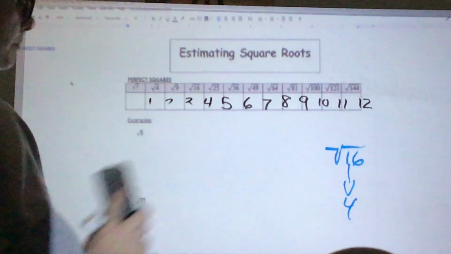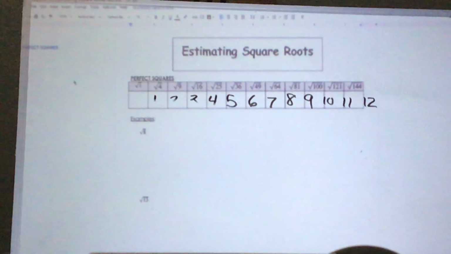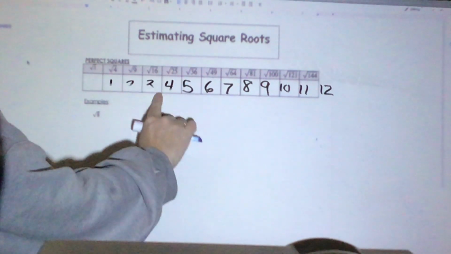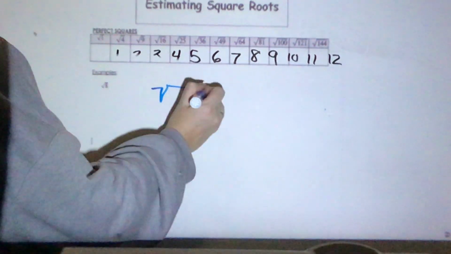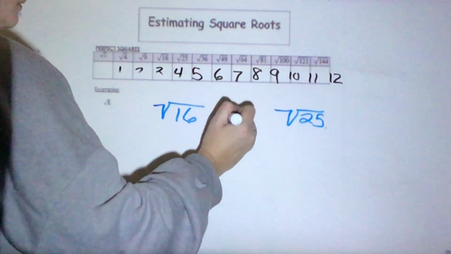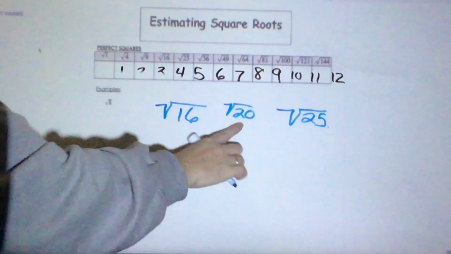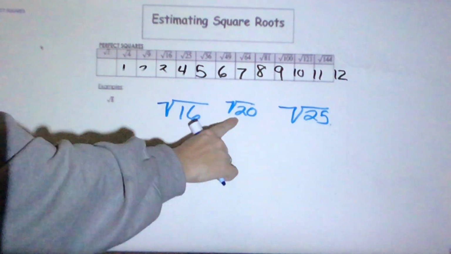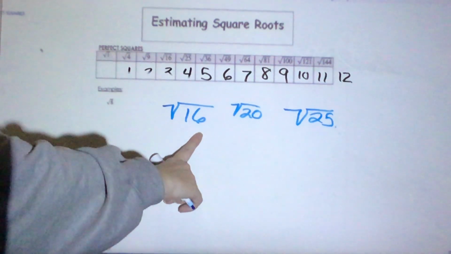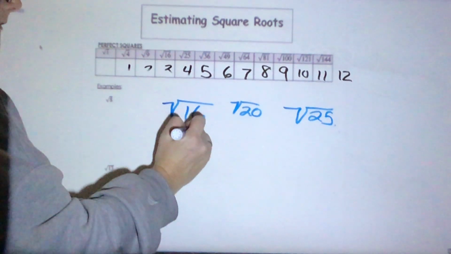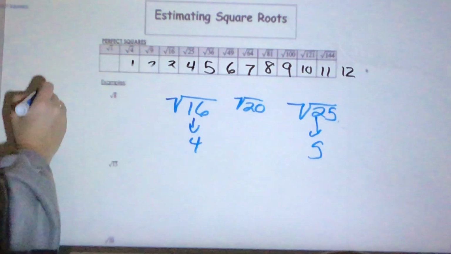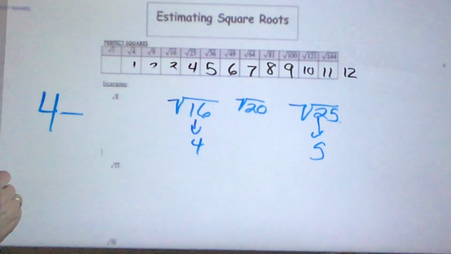Now my next example, root 20. Root 20 is somewhere in between root 16 and root 25. Root 20 is closer to being root 16 because it's only 4 away. So I would say estimate it as a whole number to be about 4. I know it's going to be in between 4 and 5. So my mixed number is going to be 4 and some fraction.